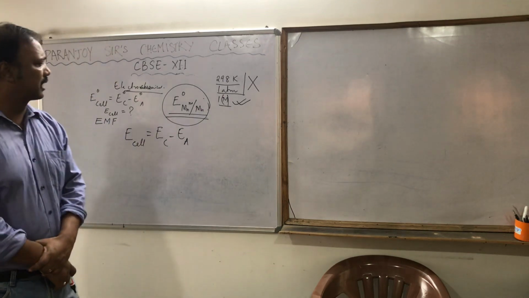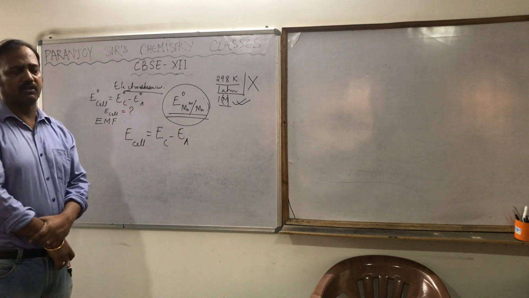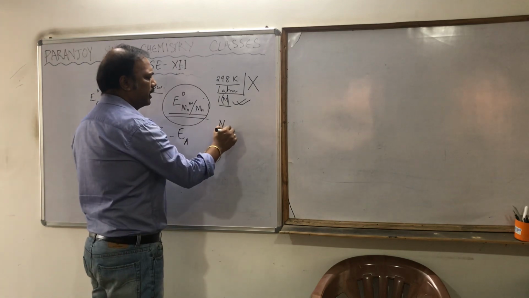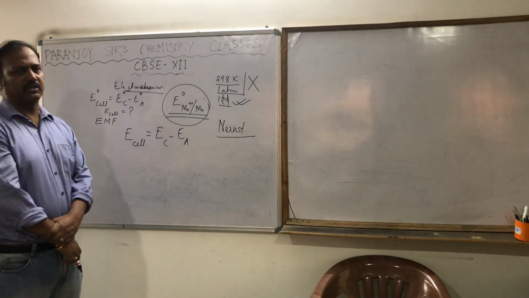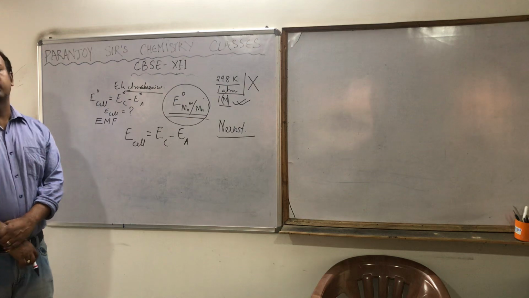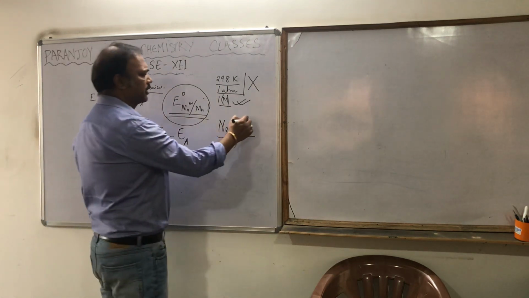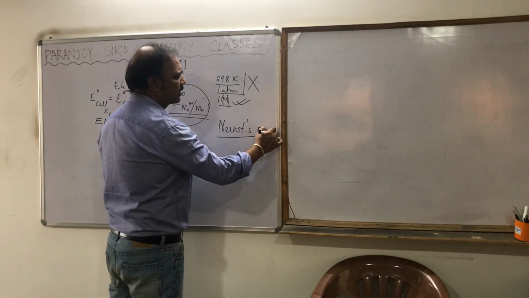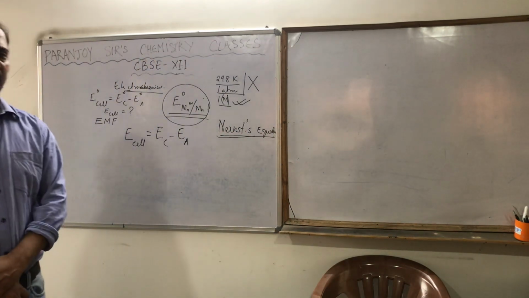Now to find out these types of values, that is, at non-standard condition, a scientist called Nernst did a lot of experiments with a lot of electrolytes, and he finally came to the conclusion of an equation which is known as the Nernst equation. So the Nernst equation is helping us to find out the value of the electrode potential at non-standard condition.